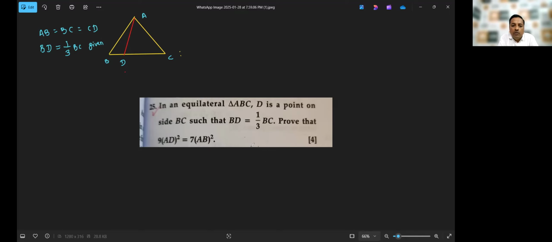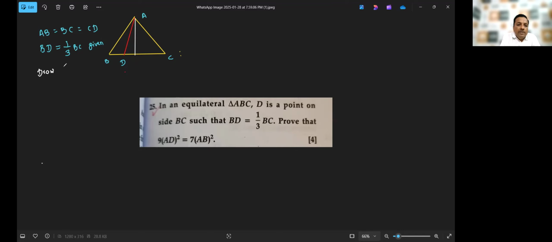9AD square is equal to 7AB square. Now we have to do one construction. हमें एक construction करना है. कंस्ट्रक्शन करना है बिकॉज हमें पाइथागोरस थ्योरम यूज करना है इसमें. Will do one construction. एक perpendicular ड्रॉ किया. Just right draw.